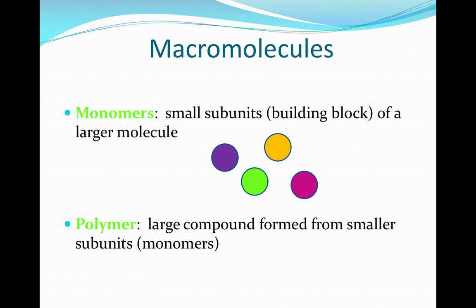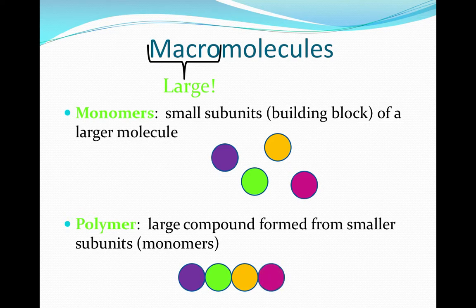Like you see here on the screen, you have the purple, the yellow, the green, and the pink sphere. All of them are single subunits, which can then be put together to form a polymer, which is a larger subunit. So here are polymers. That's a polymer right there, because those 4 single monomers, those 4 single subunits, were put together to form the polymer, which is a larger compound.